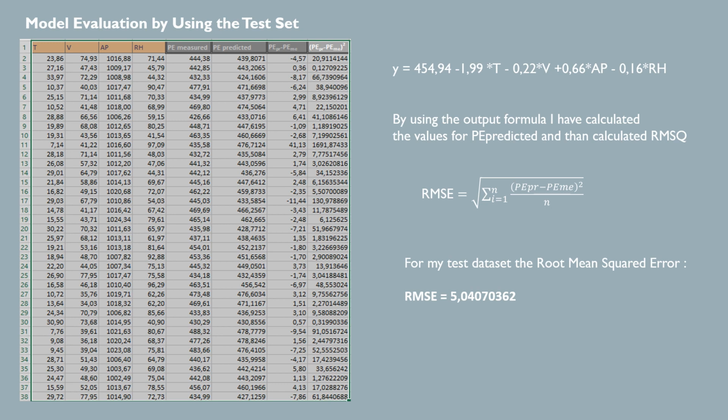The last slide is for evaluation of the chosen model, which is model 1, using the test dataset. By using the output formula, I have calculated the values for PE predicted and then calculated the root mean squared error. For my dataset, the root mean squared error is 5.04. It is higher than for the training set, so the model could be further optimized.